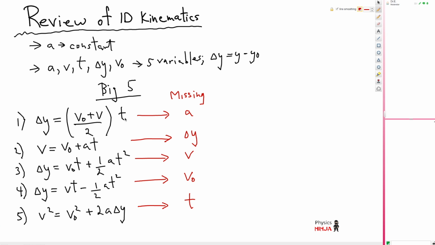Anyway, there's 5 equations. All of these can be derived, and they're all probably done in your textbook, but if you just want to memorize them, it's kind of nice to have all of these at your disposal. You just pull them out whenever you need them and try to solve the problem.